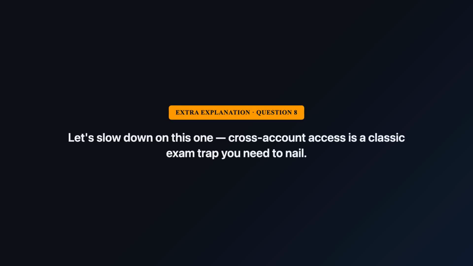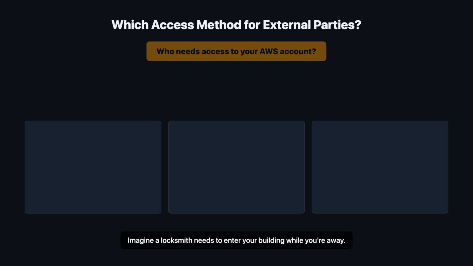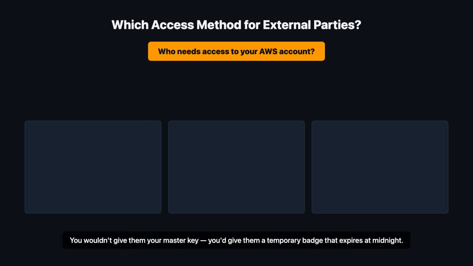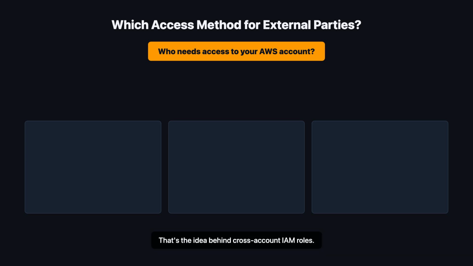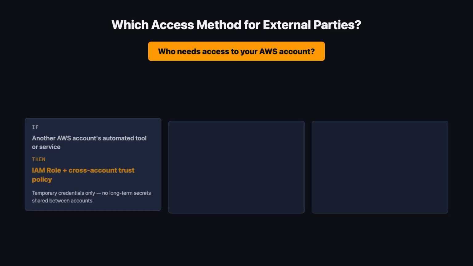Let's slow down on this one. Cross-account access is a classic exam trap you need to nail. Imagine a locksmith needs to enter your building while you're away. You wouldn't give them your master key. You'd give them a temporary badge that expires at midnight. That's the idea behind cross-account IAM roles. The vendor's tool lives in their own AWS account. It assumes a role in your account and gets short-lived credentials, valid for up to 12 hours. No password shared. Use this tree.